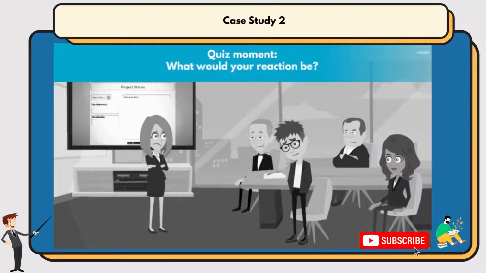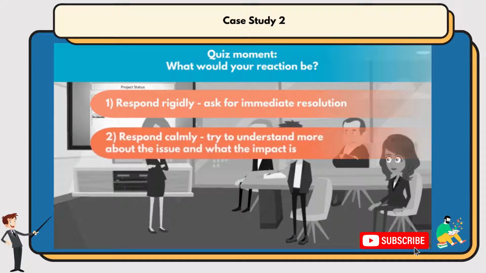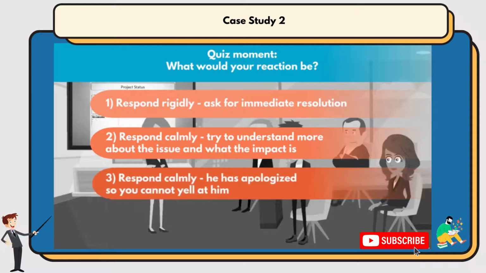Quiz moment. What would your reaction be? 1. Respond rigidly. Ask for immediate resolution. Demand that Jeff fixes it all in 2 weeks' time. He is responsible for the car manufacturing. 2. Respond calmly. Try to understand more about the issue and what the impact is. After that, work out what can be done to resolve it. 3. Respond calmly. He has apologized, so you cannot yell at him. Hopefully, next things will be better.